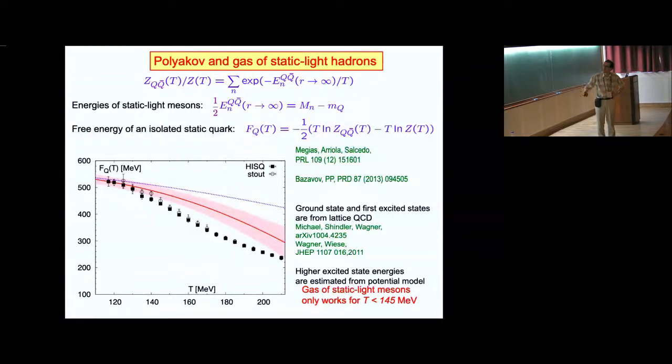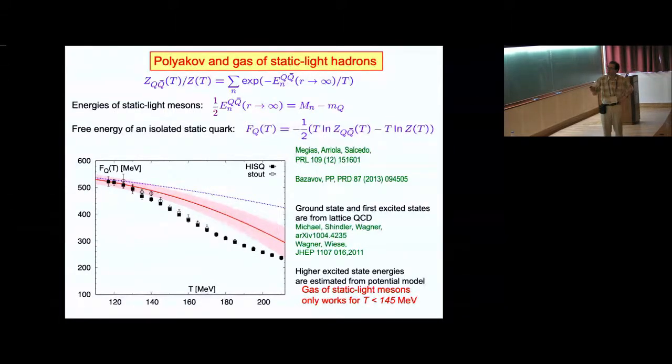So if you put together everything you know about the spectrum of static light mesons, you could make a prediction for the Polyakov loop, or the free energy of a static quark at low temperature. So essentially adding all these states as a Boltzmann sum. That is shown here.